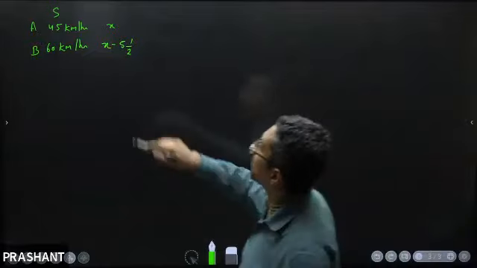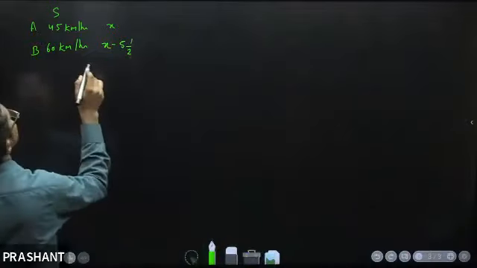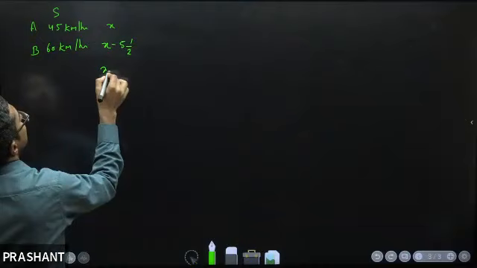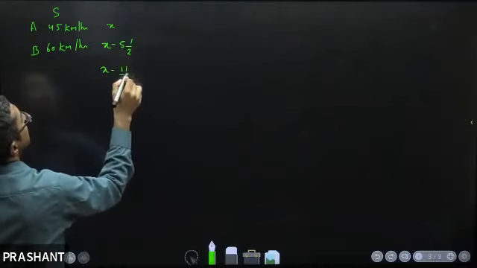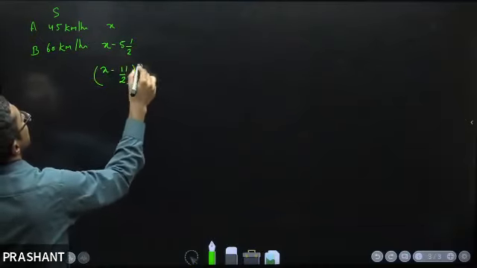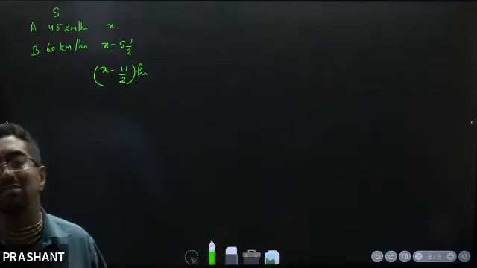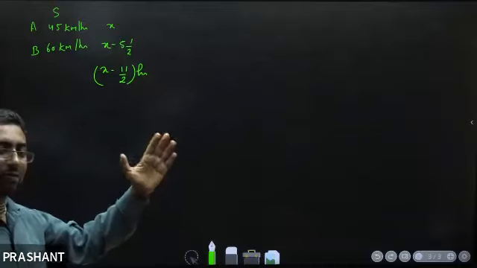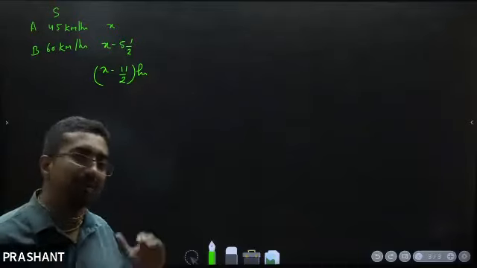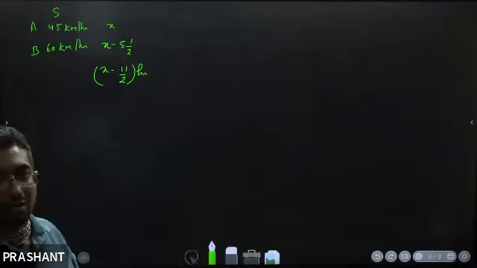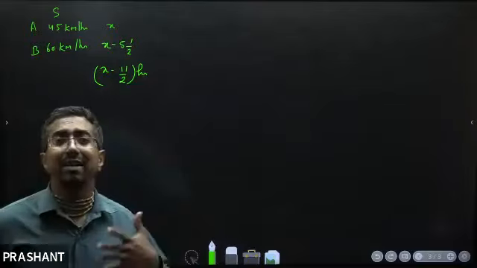The second bus's time will be x minus 5.5 hours. So this can be written as x minus 11 upon 2 hours. Now see, one thing is common for both the buses: the distance traveled. Bus A will travel from Pune to Nagpur and bus B will also cover the distance from Pune to Nagpur. Only the speed and the time change.